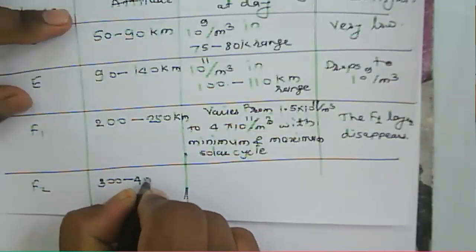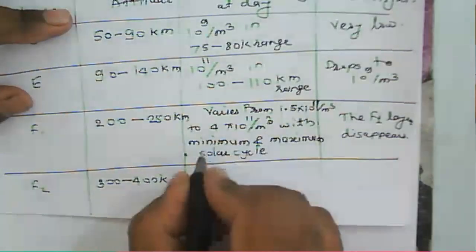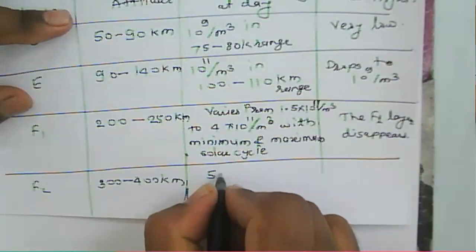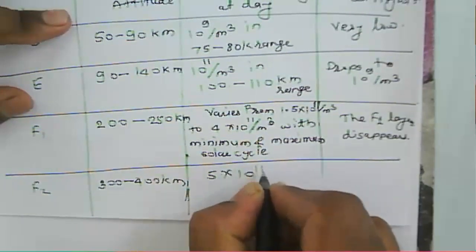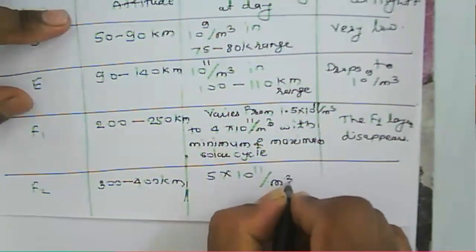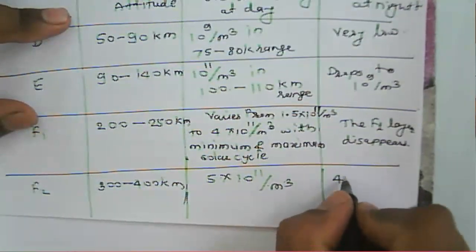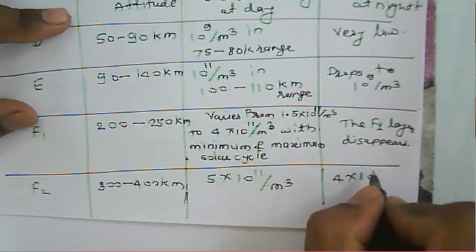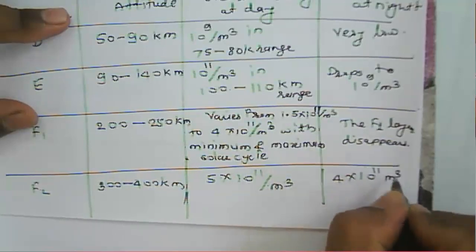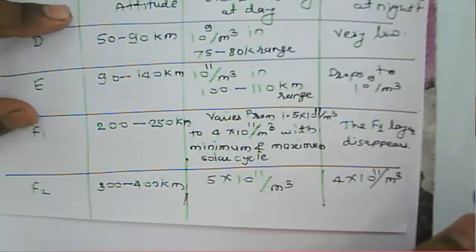And then F2 here is 300 to 400 kilometer, and it will be from 5 into 10 to the power 11 per meter cube. That is the electron density. And at night, that is 4 into 10 to the power 11 per meter cube. That is about the electron density.